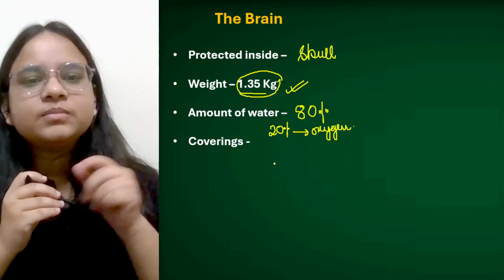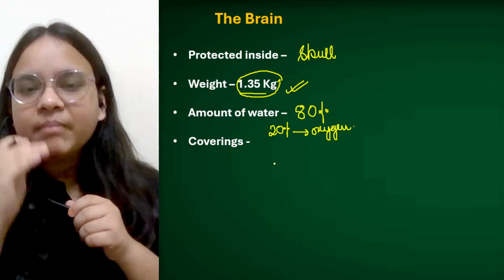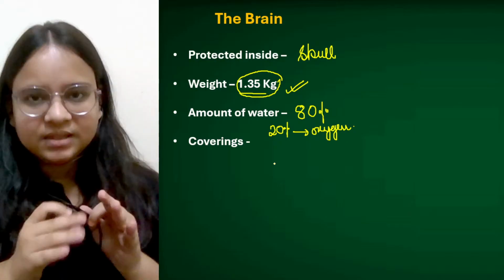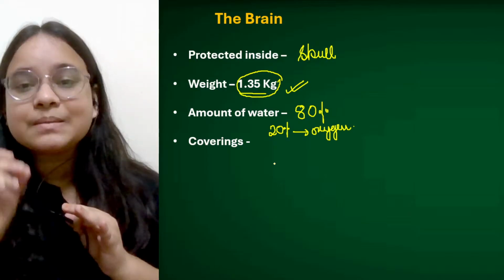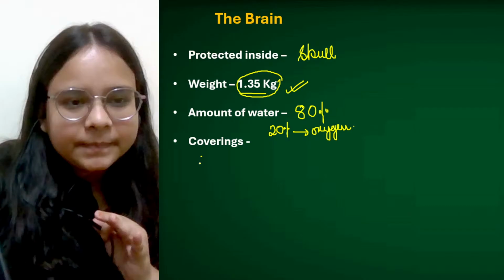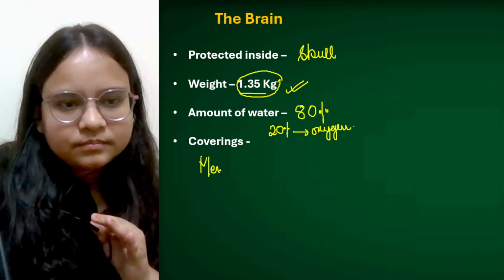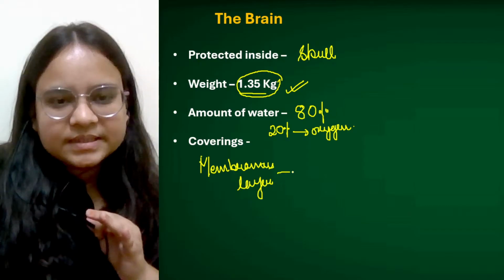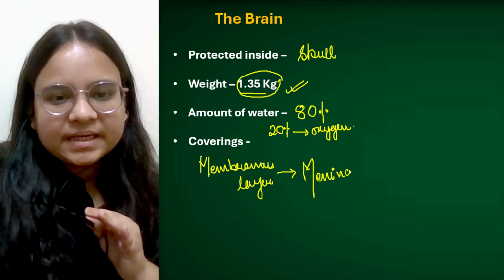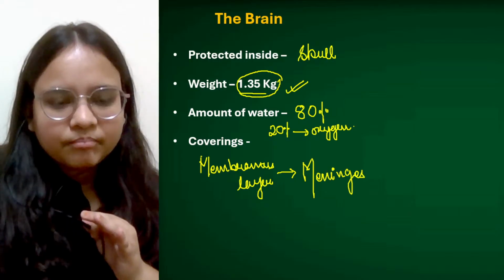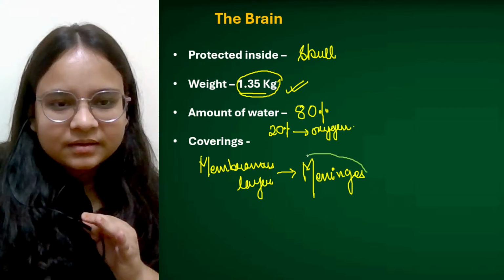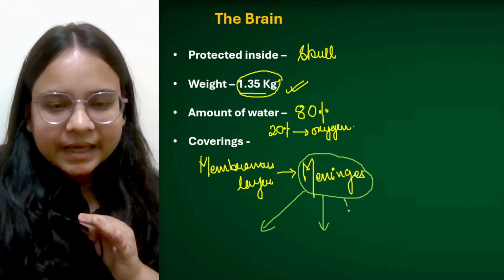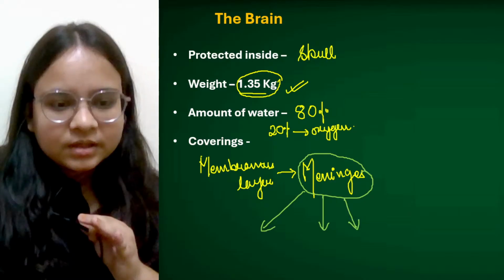But apart from the skull, there is a membranous layer which we call the meninges. I'm just writing it here. Membranous layer: meninges. Now let me tell you, this meninges is actually not a single layer. Rather, it is made up of three layers.